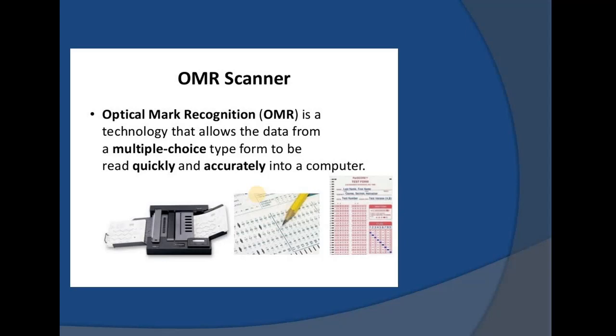In that, you need to use only a blue or black ballpoint pen, or sometimes even a pencil is allowed. The 4 options will be present, and you need to mark one particular option. Even for writing your roll number or register number, you have to shade the circle or the box that is given here. In this result sheet or answer sheet, the marks that you have shaded will be recognized by this OMR scanner.